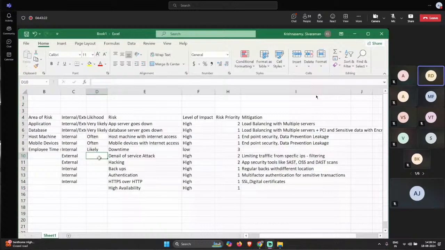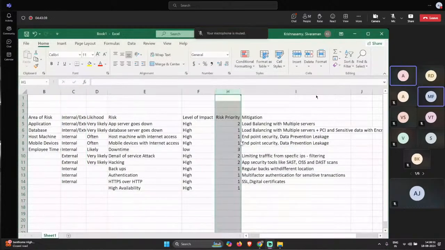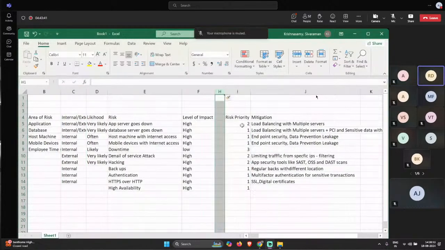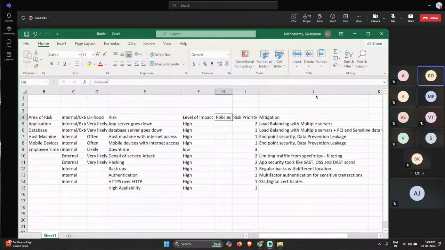But we don't see any policies here, nowhere. So when you put authentication, what is the policy that we can call? Put a column as policy, insert one more column before mitigation. Put the column as policy name. For authentication, what is the policy commonly used?